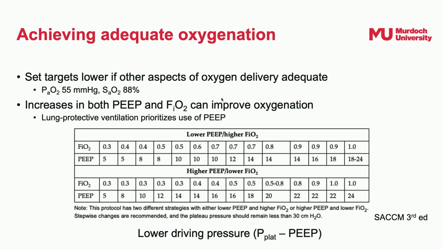Positive end expiratory pressure aims to improve oxygenation by re-expanding collapsed alveoli and reducing the amount of ventilation perfusion mismatch in the lungs by allowing alveoli that were previously just shunting blood past no gas to be able to participate in gas exchange again.